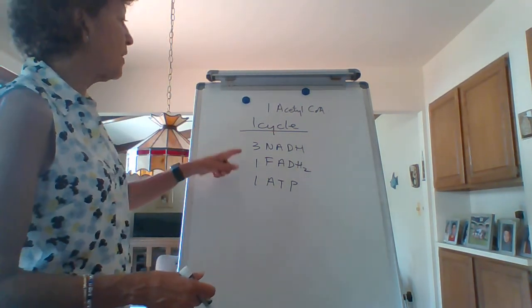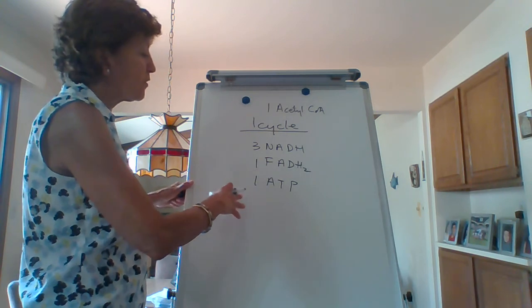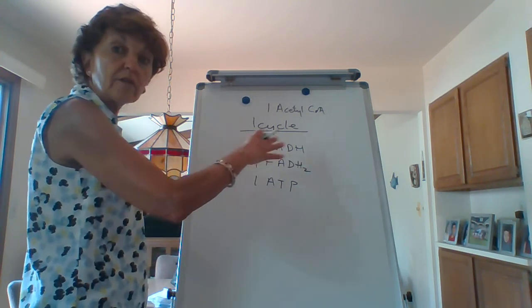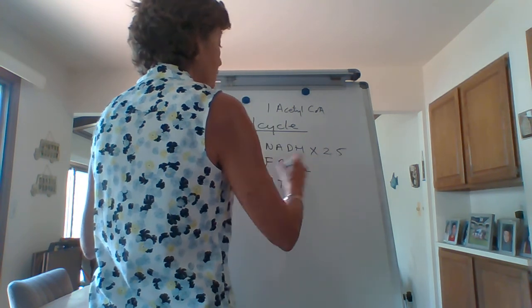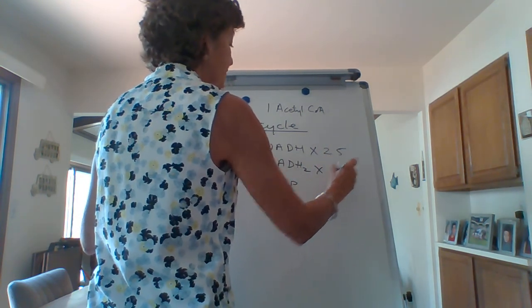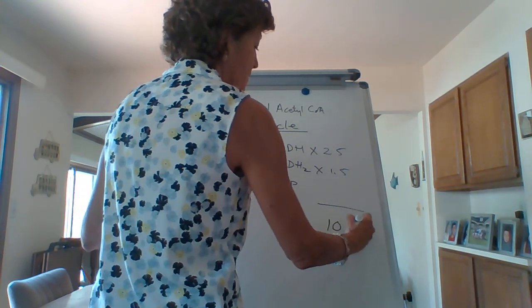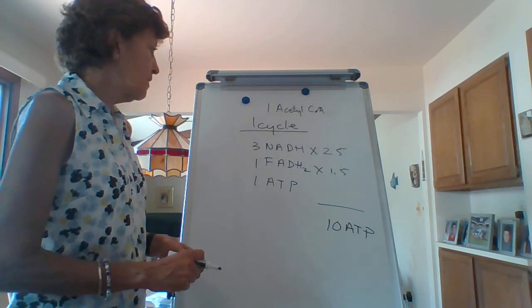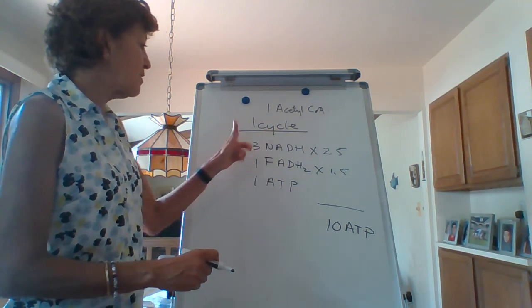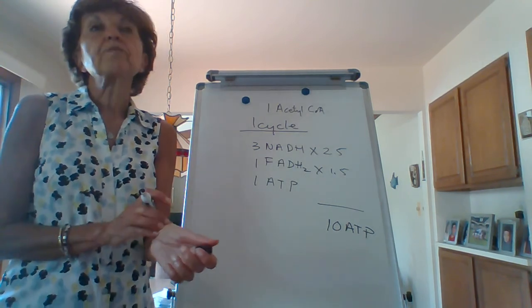One acetyl-CoA, all you would have to do, remember these are produced in the Krebs cycle, so these are all in the mitochondria. You multiply this by 2.5, you multiply this by 1.5, and then you just add this, and you end up with 10 ATPs from one cycle. Okay, just double check my math here. Yes, you'll get 10. Okay.